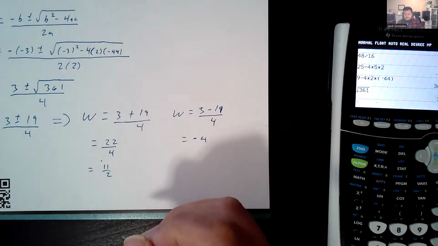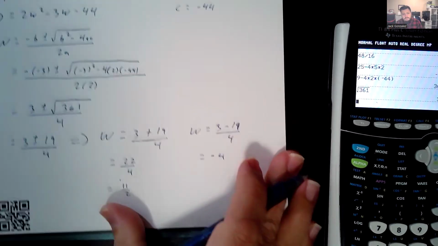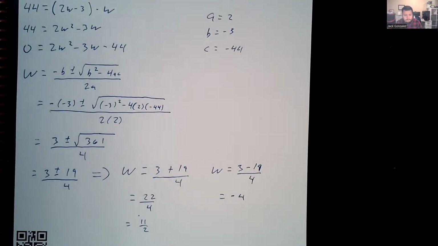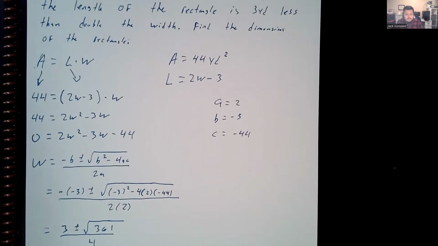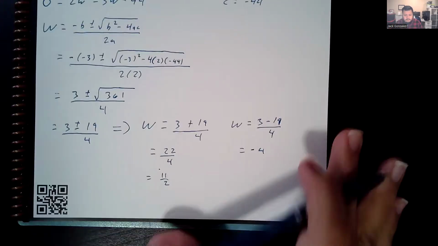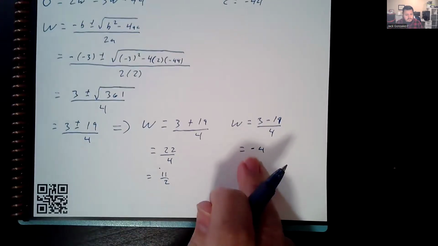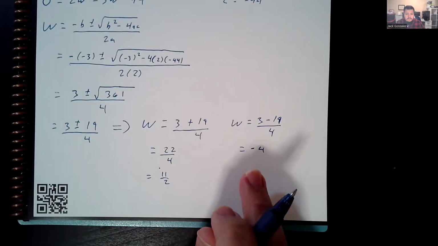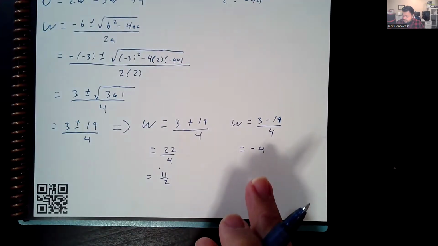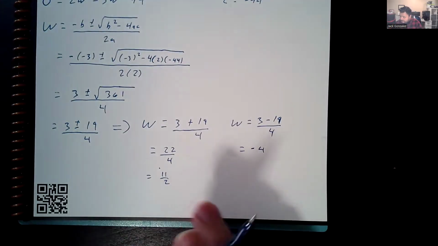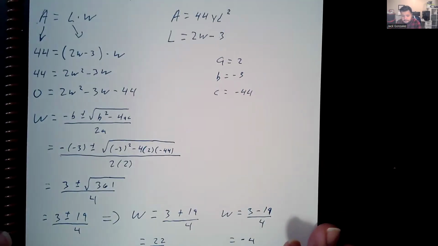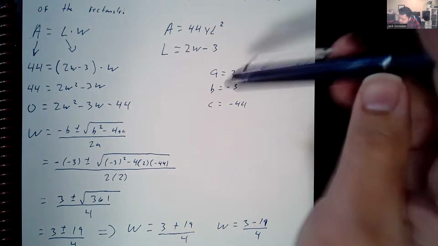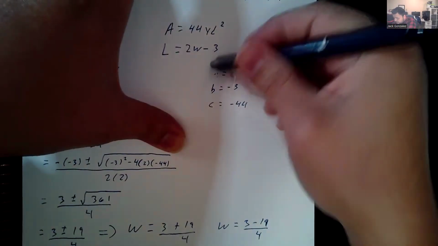No, don't forget what we are doing, right? Let's not get lost in the weeds here. We're solving for the dimensions of the rectangle. Does it make sense to have a negative width? It does not. So it has to be this one. So, well, we can just go back here, right? And move this over. Don't have to use another page.